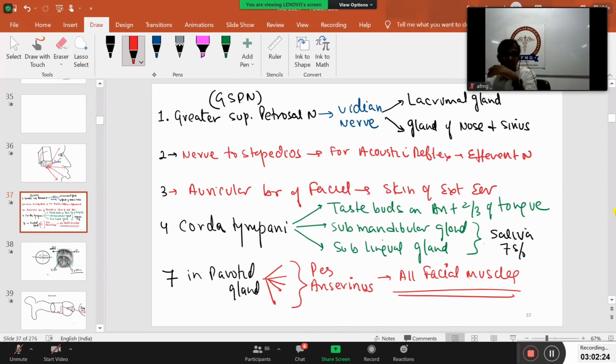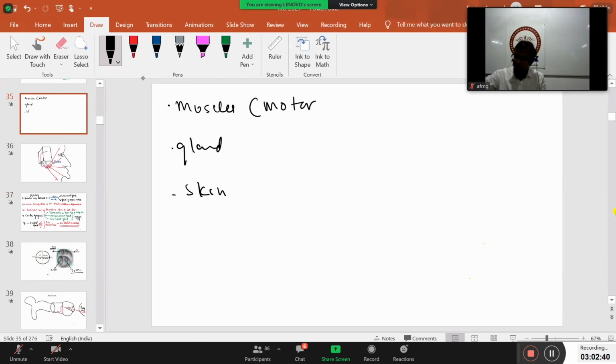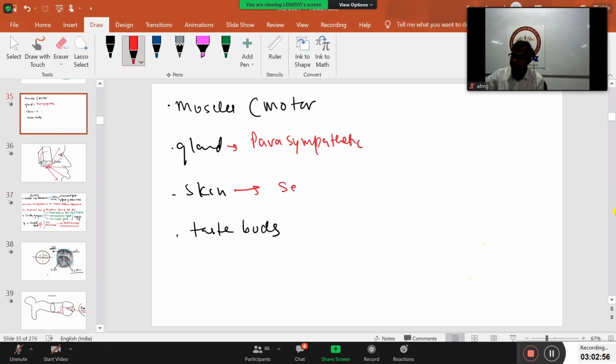Okay. But it also supplies something else. It supplies the taste buds also. Taste. See, facial nerve supplies muscles. Am I right? Motor fibers. It supplies glands. It supplies skin. It supplies taste buds. Is it not true? So the fibers that supply the gland are called parasympathetic fibers. The ones that supply the skin are called sensory fibers. And taste buds are called taste fibers, of course.